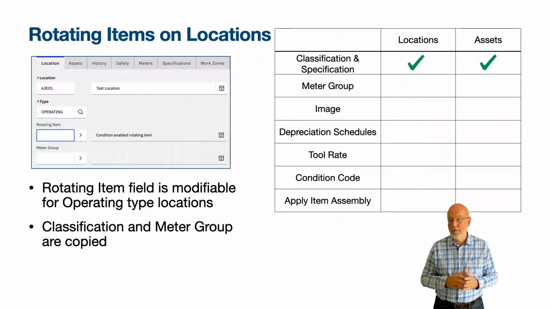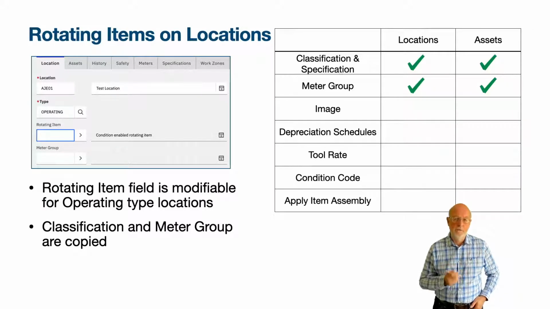If the description generation function is turned on for the classification, then the location's description will be generated. The generated description may include the classification description and one or more attribute values, including any prefixes and units of measure. This all works the same as for assets. The Item Master record is the master of the data, but you can stop this, as we will find out in the next video. In addition to the classification, the meter group is copied from the Item Master record, and this will create a location meter for each meter that is part of the meter group. Again, the same as for assets.